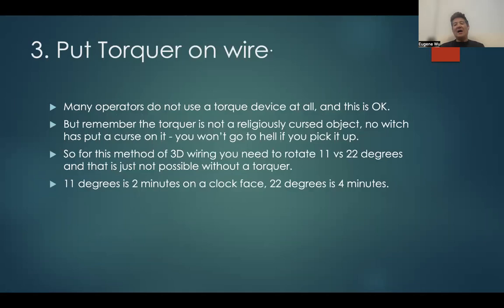Number 3, put a torque on the wire. I know many operators around the world don't use the torque device at all, and some of them are very good friends to me, and it's okay. But remember, the torquer is not a religiously cursed object. No witch has put a curse on the torquer, so if you touch it, you won't die, and you won't go to hell. So try it. Pick up a torquer for 3D wiring, only for 3D wiring, even if that's the case. Because in this method, you need to turn the wire 11 degrees or 22 degrees. This is 2 minutes on a clock face or 4 minutes on a clock face. It's a very small rotation, and it's not possible to do without a torquer on the wire.